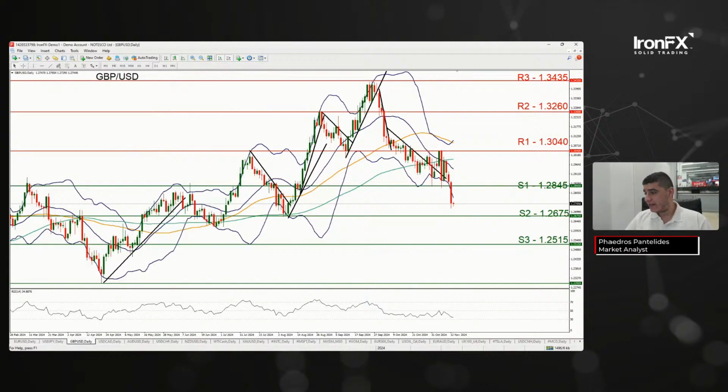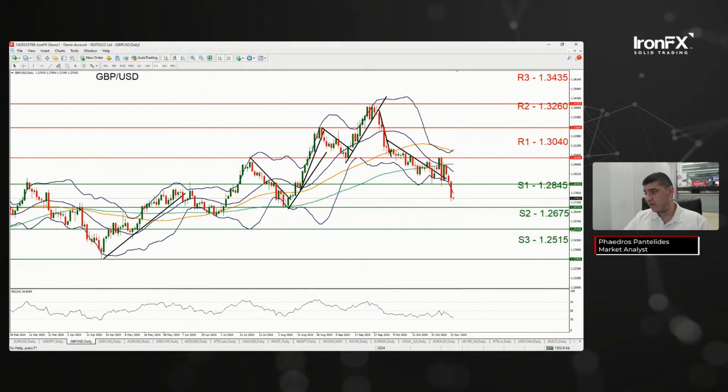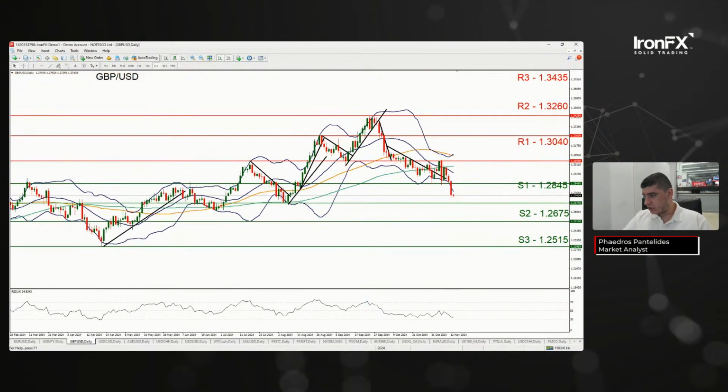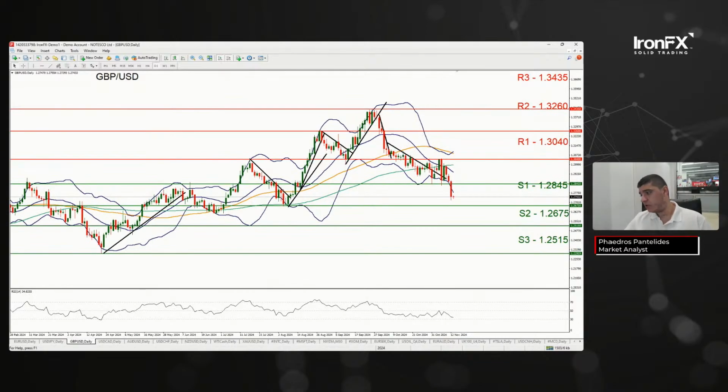And it has broken below that S1 level we had placed, 1.2845. So the next target for the bears could be 1.2675. Now, I would not be surprised to see a candlestick moving up to that support turned resistance level to validate that it is indeed support turned resistance. And then we might see the pair continuing on its downward trajectory down to that S2 and then even lower, potentially to 1.2515, which is our S3 level.